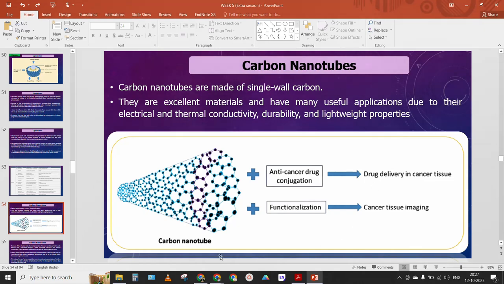As you can see, here is one example. Carbon nanotube is conjugated with an anti-cancer drug, then functionalized. The anti-cancer drug conjugation will lead to drug delivery in cancer tissue. On the other hand, functionalization will lead to cancer tissue imaging. So this carbon nanotube is also working as a theranostic. At a single time, it will show the imaging of cancer tissue, followed by the drug delivery in cancer tissue, which will treat the particular tumor cells.